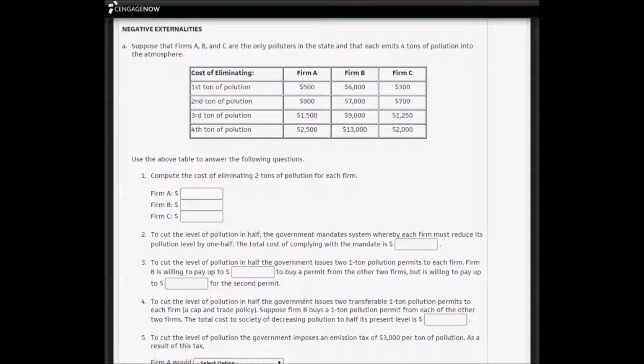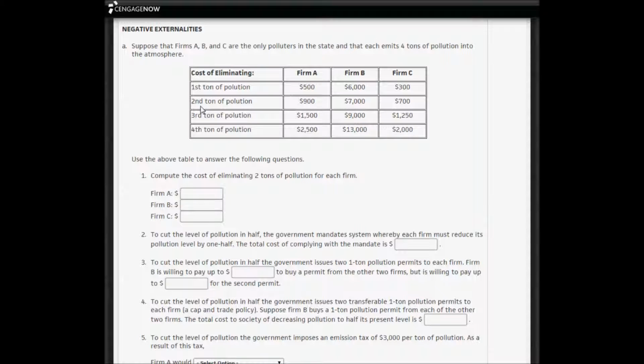In problem 5, we're going to explore several different ways of eliminating pollution from a three-firm market. Firm A's cost of reducing the first ton of its pollution is $500. Firm B's cost is $6,000. Firm C's cost is $300.